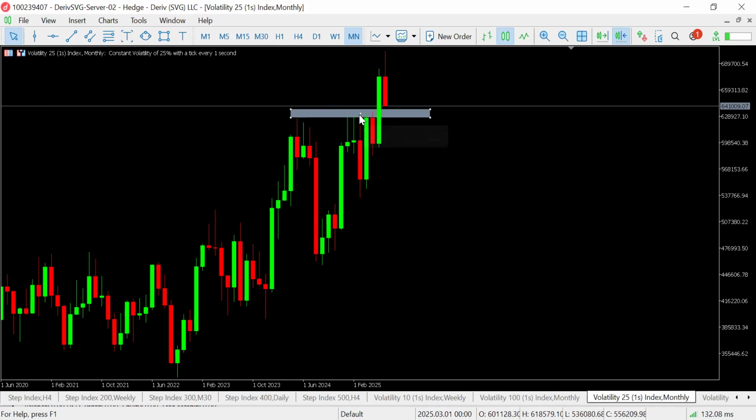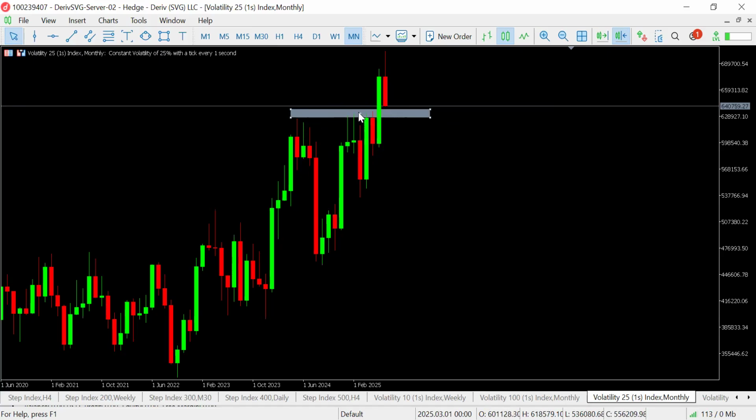So I can map this particular zone as my key zone because for 1, 2, 3, 4, 5, 6, 7, 8 months, price was rejected from this particular zone. Now price broke out of the zone and we can see that price is currently returning back to the zone. So we expect something to happen by way of either rejection back to where price is coming from, the upward direction, or for price to break through the zone. So we'll be waiting in this particular area.